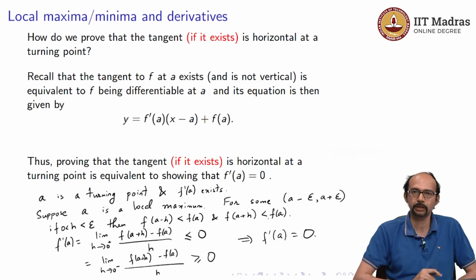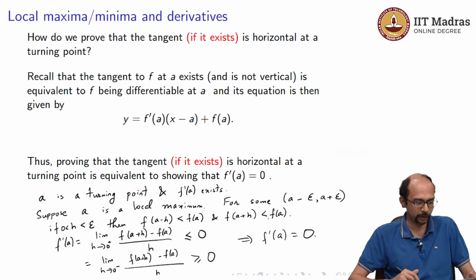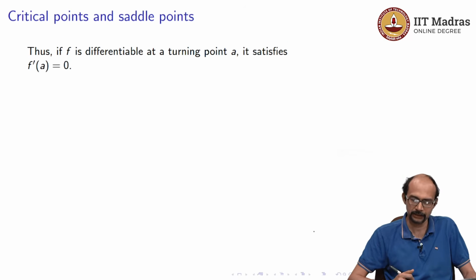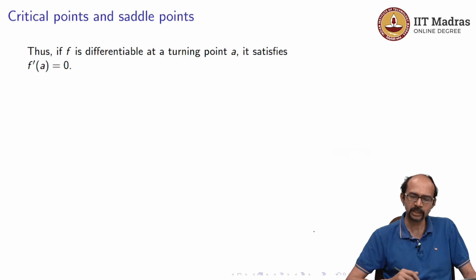So, you can see the power of the left limit and the right limit coming in here. So, if it is a turning point, then f prime a must be 0. F prime a 0 is exactly the same as saying that the tangent is horizontal or parallel to the x axis. Okay, so, we have actually proved that. So, let us now ask how we can harness this information to actually study turning points.